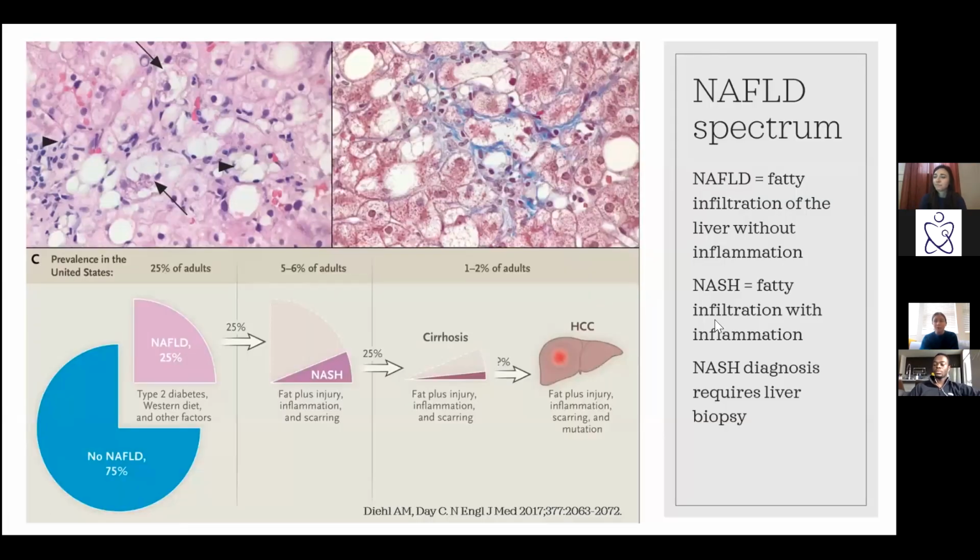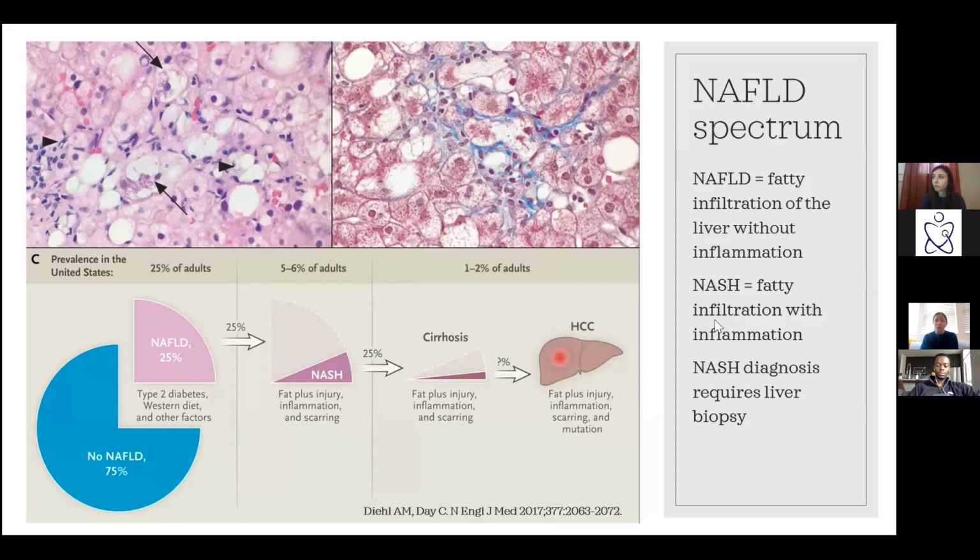So I think a good place to start is to talk about the NAFLD spectrum. When we think about NAFLD, about 25% of adults in the United States have NAFLD when we take all comers and do either liver biopsy or ultrasound. And NAFLD, or non-alcoholic fatty liver disease, to define this acronym that I'm going to keep using, is a spectrum of diseases that runs from fatty infiltration of the liver without any inflammation all the way to cirrhosis and hepatocellular carcinoma.